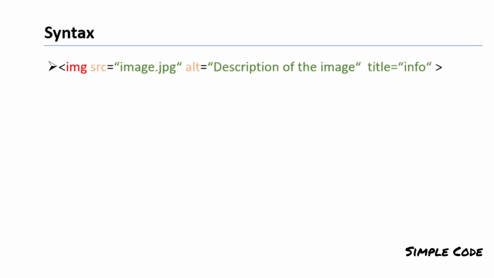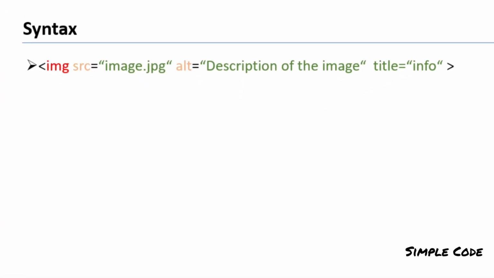Let's see the syntax of this. This is the syntax of adding image. src means source, specifies the path to the image file. alt means alternative text, provides the text description if the image fails to load. And title displays a tooltip when you bring your mouse over the image.